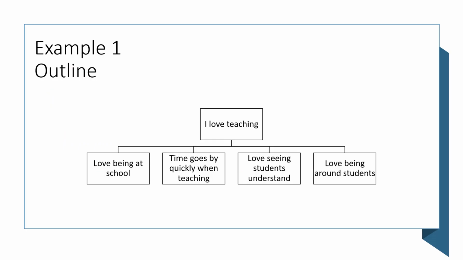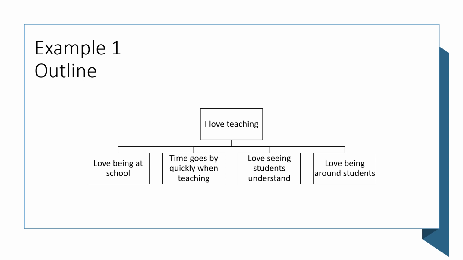Alright, this is my outline. In this outline, you can identify that my main idea is I love teaching. So my paragraph later on is about reasons why I love teaching. I have 4 supporting details in here. Love being at school, time goes by quickly when teaching, love seeing students understand, like you for example, when you understand my explanation, I feel so loved. And love being around students, although we are not physically meeting each other, but we can meet online.